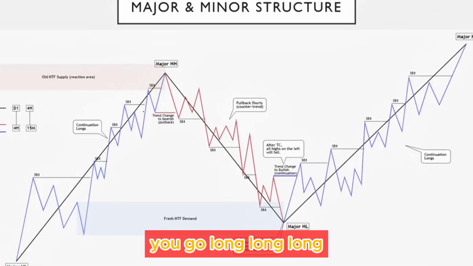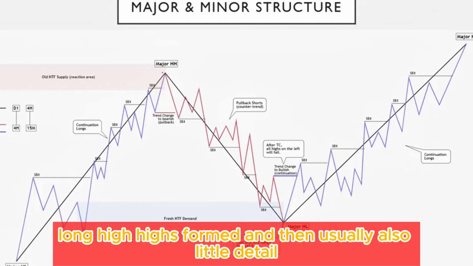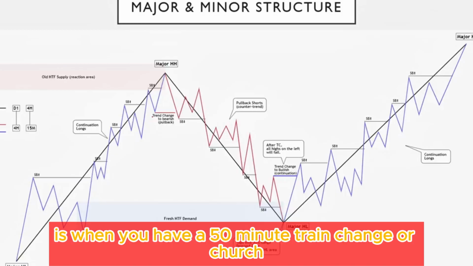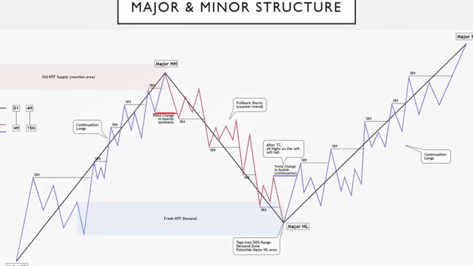You go long, long, long, long. Higher highs are formed. And then usually, also a little detail: how do you know that a high is formed on the 4-hourly? It's when you have a 50-minute trend change, or trough, as some call it. Here's the trend.